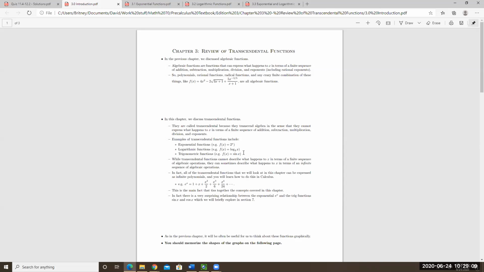But in fact, we can describe all of these functions in terms of an infinite polynomial, right? So for example, e to the x can be described in terms of an infinite sequence of algebraic operations. So e to the x is the same thing as this infinitely long polynomial. And we will talk about this later on in the chapter.